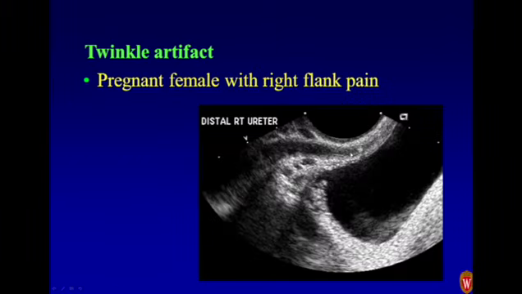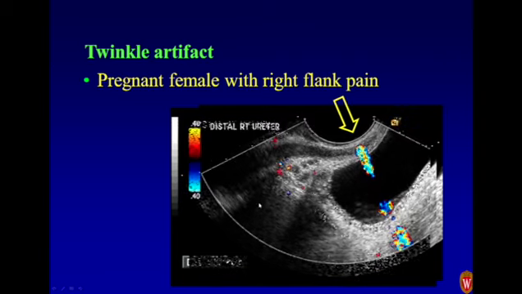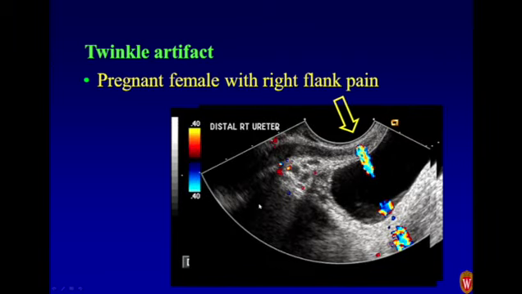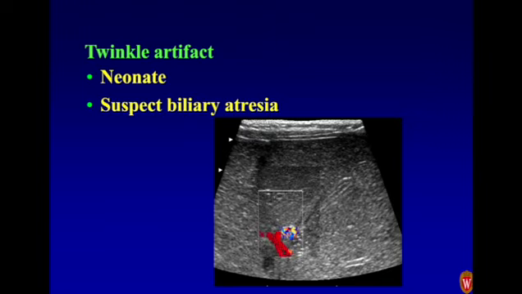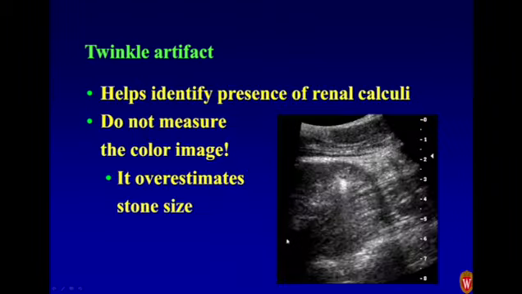There's a pregnant female. Here's her right ureter. See that little bright thing? What could that be? Turn on the color, and boom, there is twinkle artifact. It's very impressive. It just nails that calculus. It's very useful. This was a neonate with biliary atresia. We were trying to find the gallbladder. I wasn't sure where the gallbladder was until I turned on my color and saw the twinkling of the crystalline material within the gallbladder. There it was.